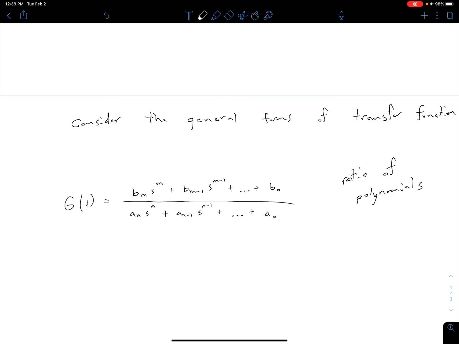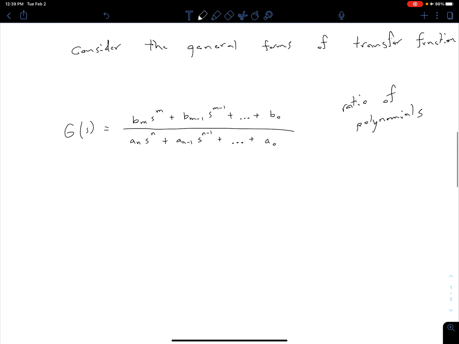With our ratio of polynomials, we said we had some coefficients in the numerator, b sub m minus 1, all the way down to b naught, that are multiplied by s to the m minus 1, all the way down to s to the 0, respectively. And then in our denominator, we have a similar polynomial with a sub n minus 1, all the way down to a naught, multiplied by s to the n minus 1, and s to the 0, respectively. So this is our general form that we've seen before, but often we're going to need a different general form that's a little more useful to us, and that's our factored form.